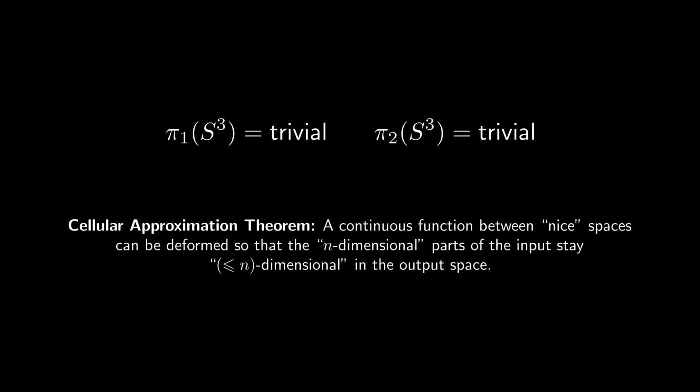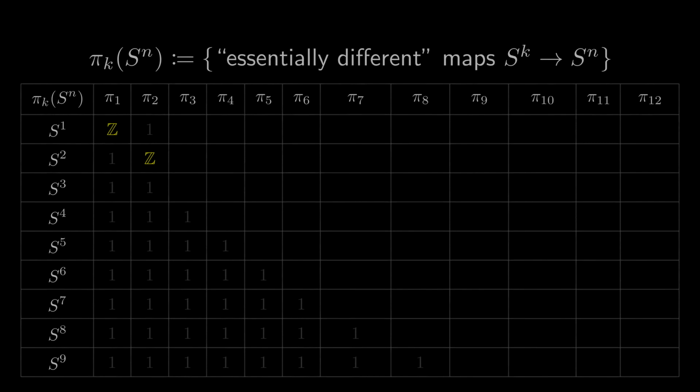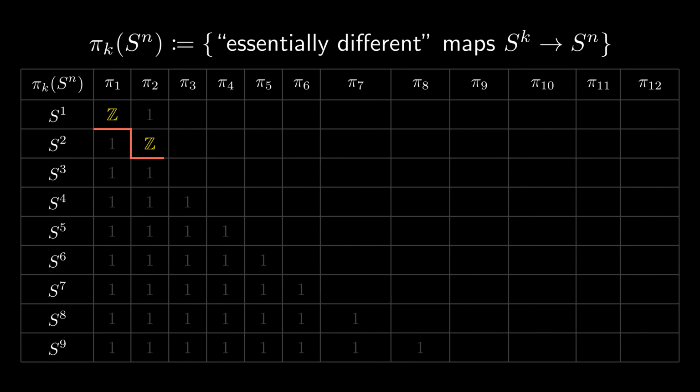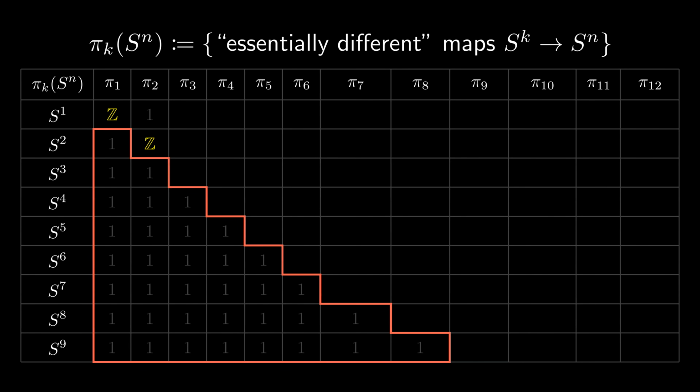More generally, the cellular approximation theorem gives that pi k of Sn is trivial whenever k is less than n, since then any map Sk to Sn can just be pushed down to the base point. So we can go ahead and fill out the bottom half of our table. Anytime we're going up in dimensions, there's only one homotopy class because everything is homotopic to a constant.